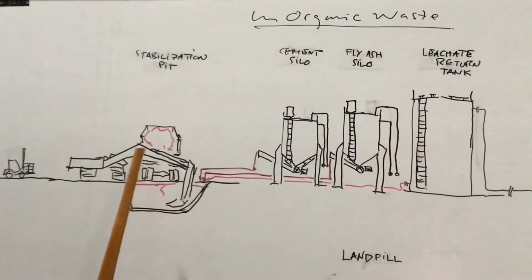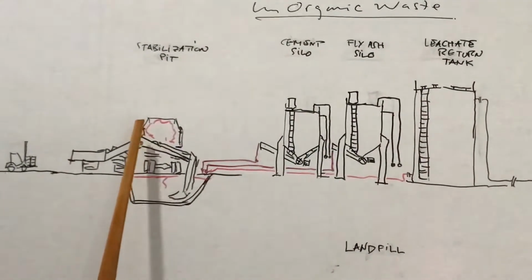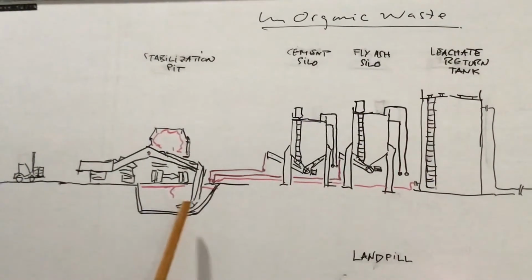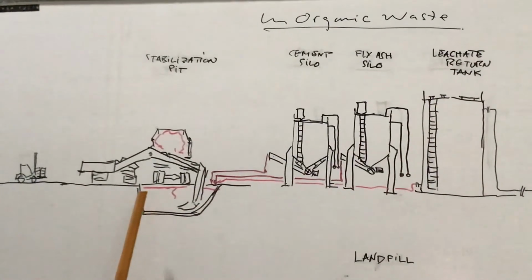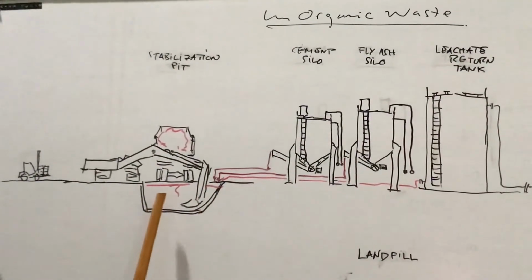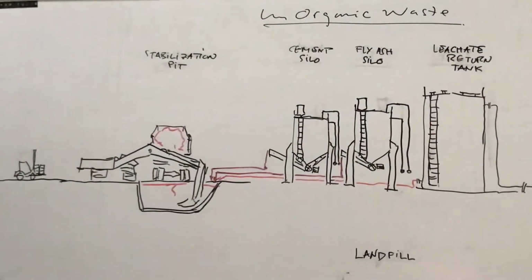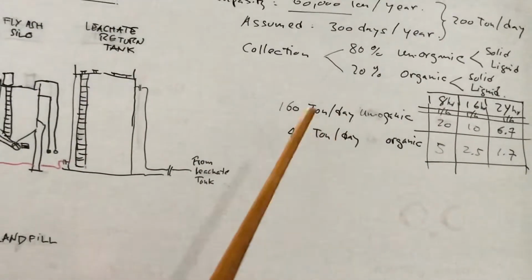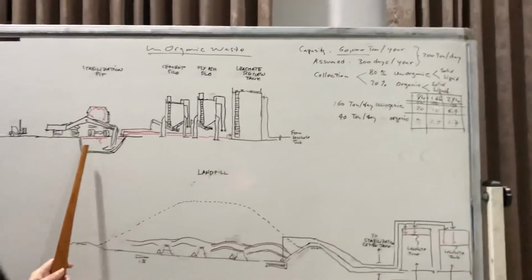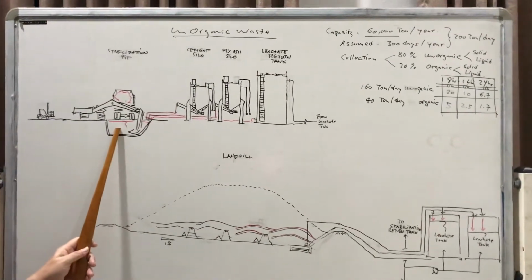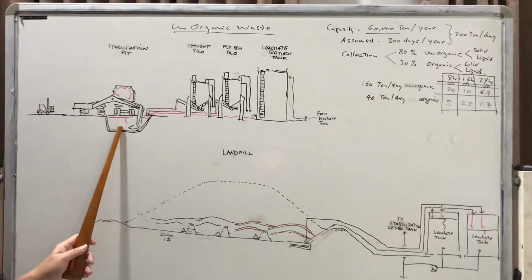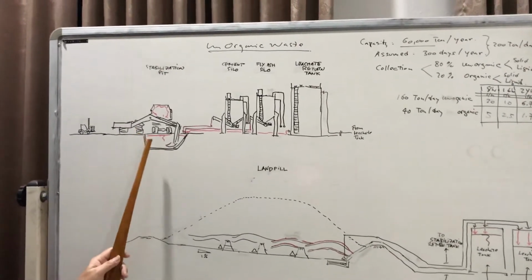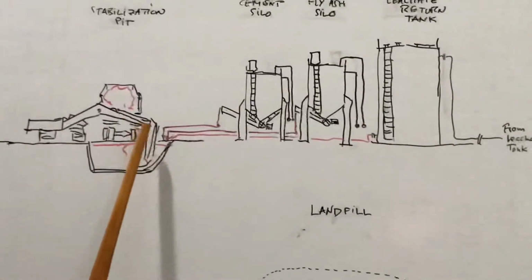You can see there is a dump truck. The red one is the waste going to the pit. This pit capacity is about 200 ton, so it can handle 200 ton. Our process is 160 ton per day. If we process an average of 100 ton per batch, we have 2 batches a day.